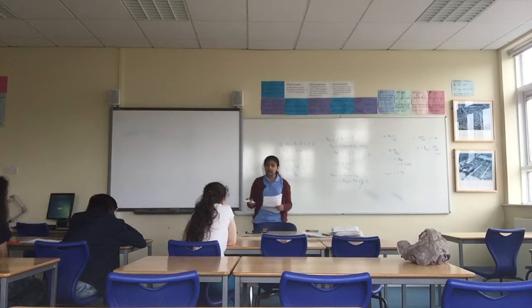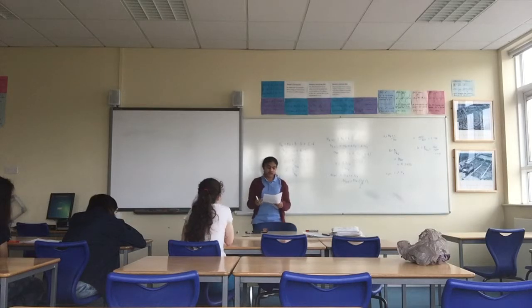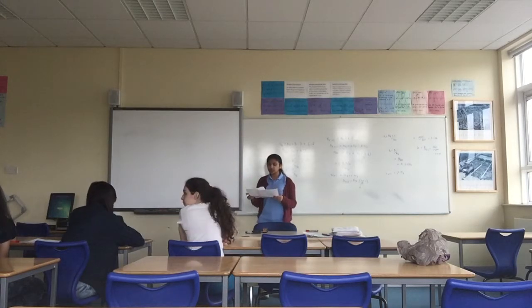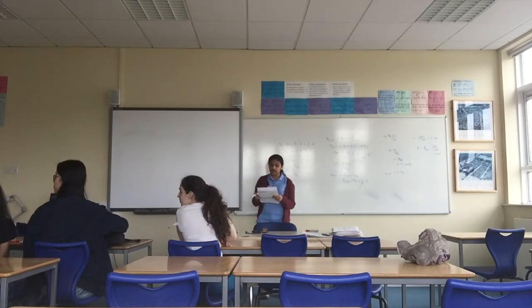If lambda is greater than 1, then there's an exponential increase. If it's equal to 1, there's a stationary population. And if it's less than 1, there's an exponential decrease. There's another question. This will show you the value of r and the value of lambda.